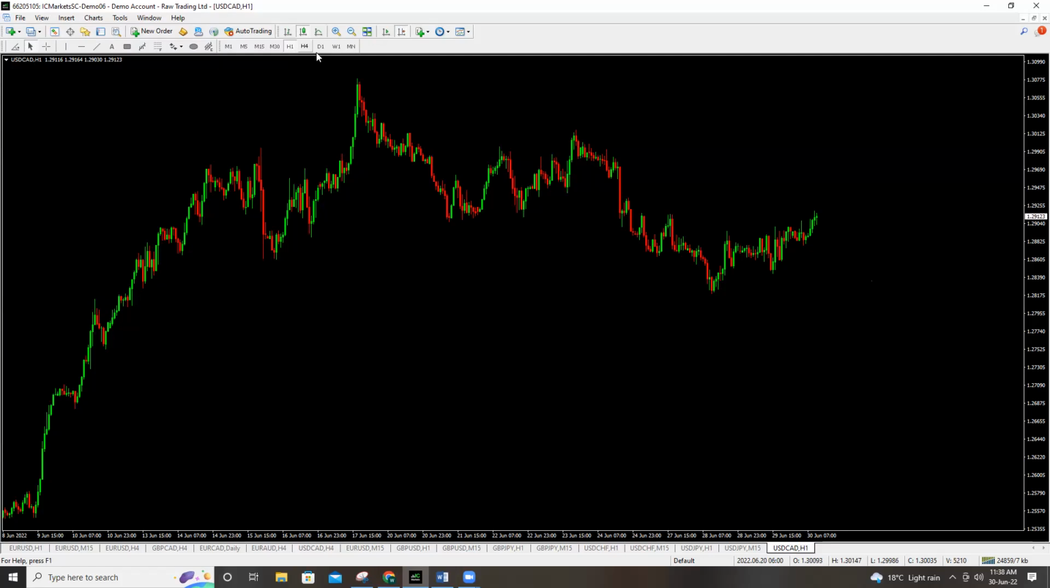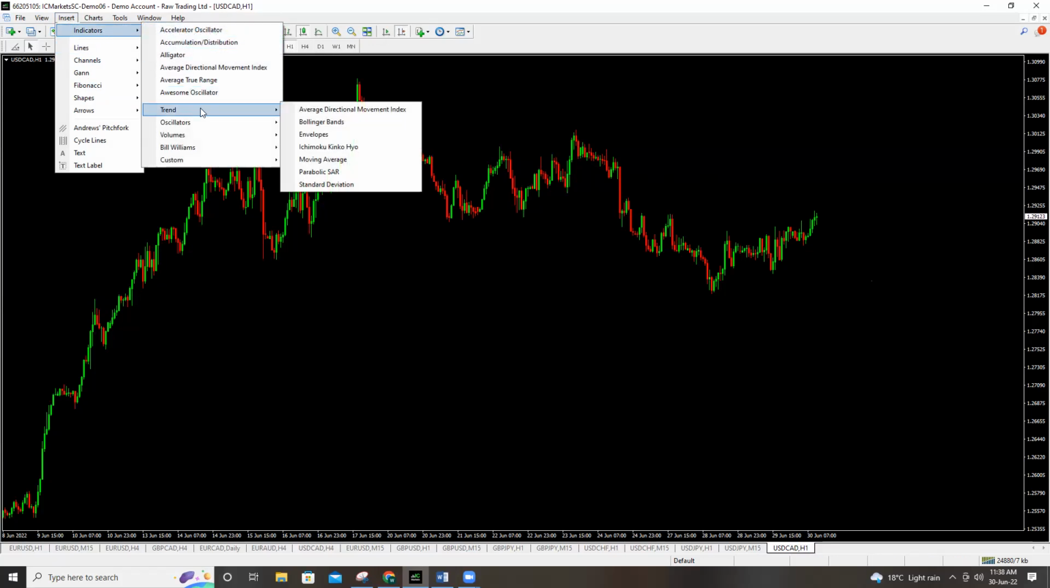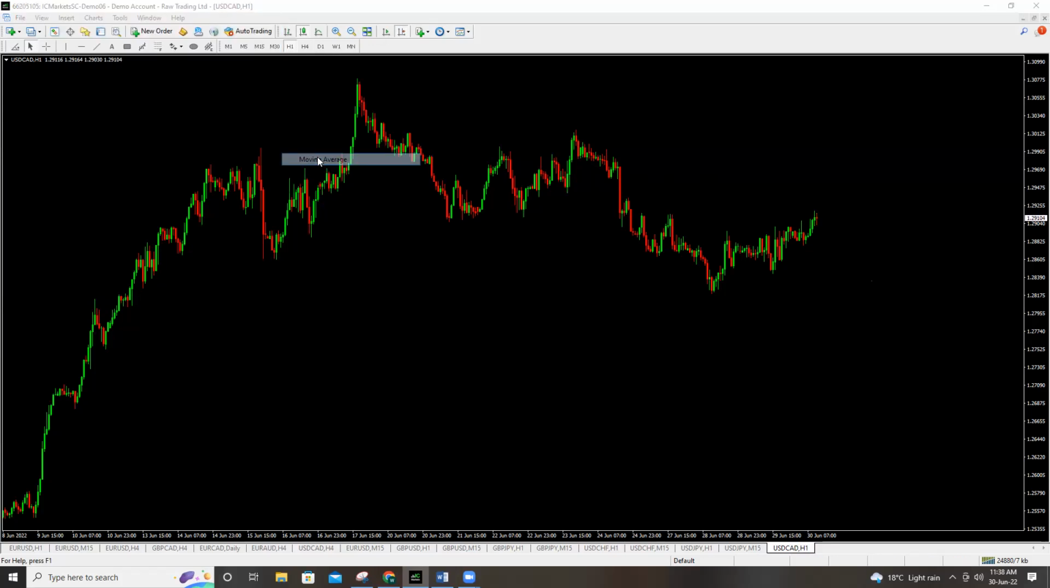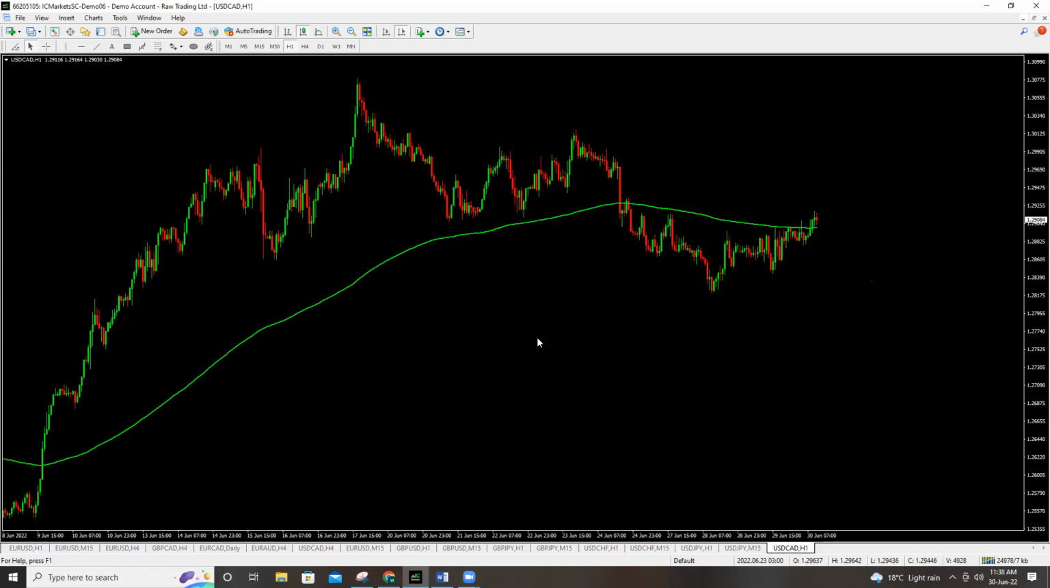Then the next thing, of course, you want to do your moving average. For people who don't know how to insert a moving average, you just go to insert, indicators, trend indicator, and moving average. The period is 200. The MA method is exponential, that's why it's called EMA. You apply to close. You can give it any color of your choice, can be lime, whatever. Then click OK. And there you have your EMA.